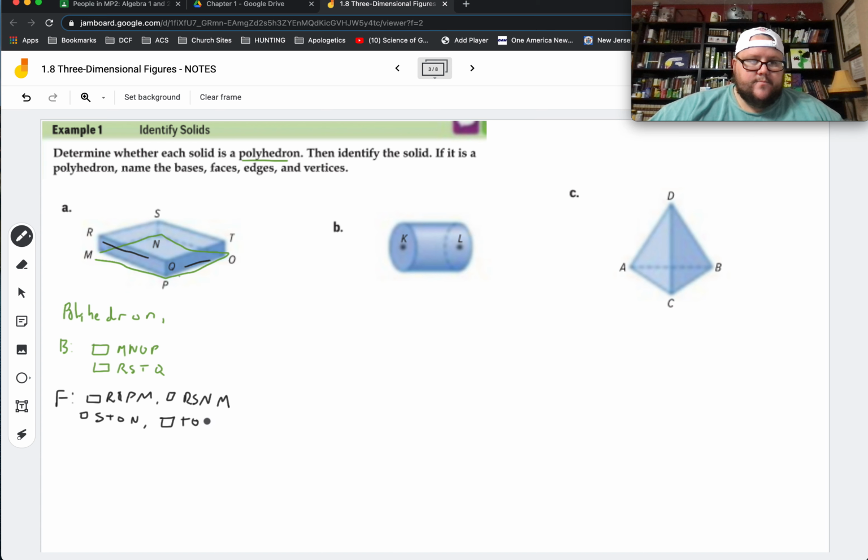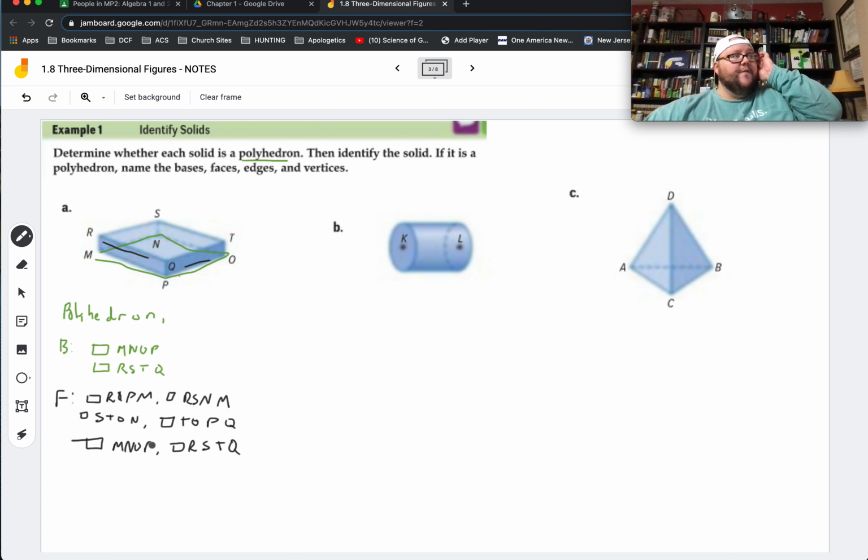TOPQ. And then we have our 2 bases. They're also considered faces, so we'll put them in there as well. So MNOP, and we have RSTQ. So that's our bases, our faces.